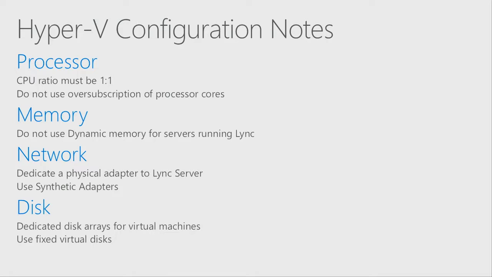Memory, big thing: don't use dynamic memory. You want to dedicate 32 gigs or 16 gigs, depending on what the role is, to those guests. Network, the recommendation is that you dedicate a network per Lync guest. The recommendation is having a 1 gig NIC for Lync server. That's physical, and then we also translate that to the virtual. You might want to add that you have a dedicated NIC for the host as well, for obvious reasons. All right. Exactly.